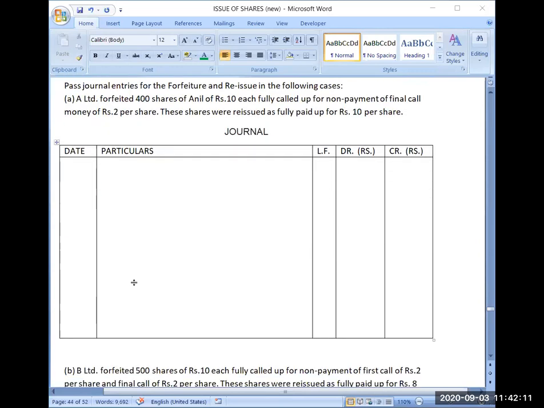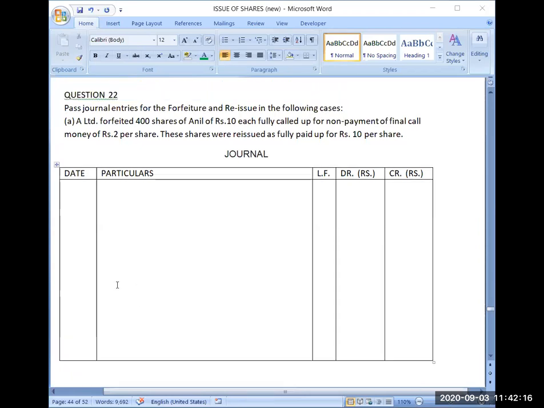Okay, now see this question. Pass journal entries for the forfeiture and reissue in the following cases. So you have to pass the journal entries only and only for the forfeiture and reissue. See, there is a difference in this question. It is not saying pass journal entries for the issue of shares. It is saying pass journal entries for the forfeiture and reissue.